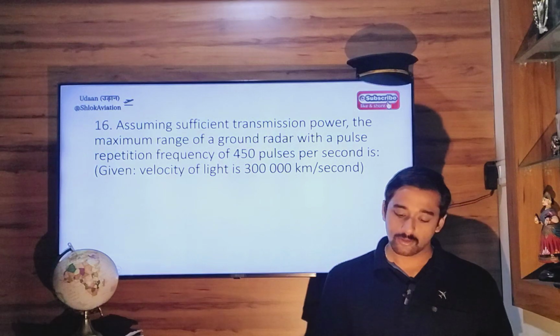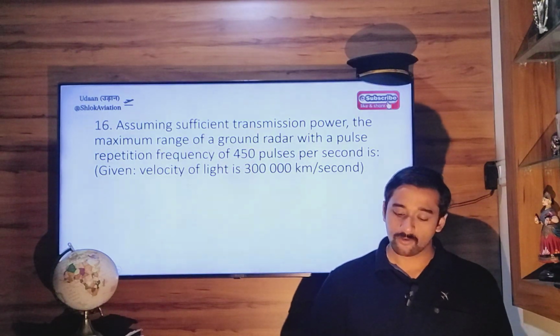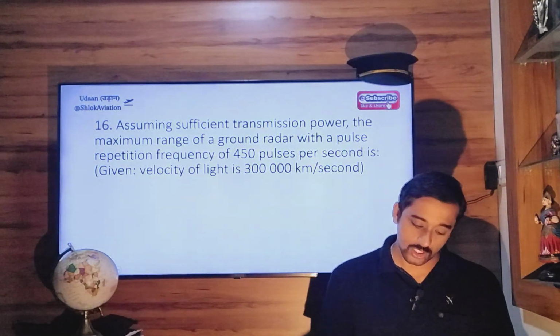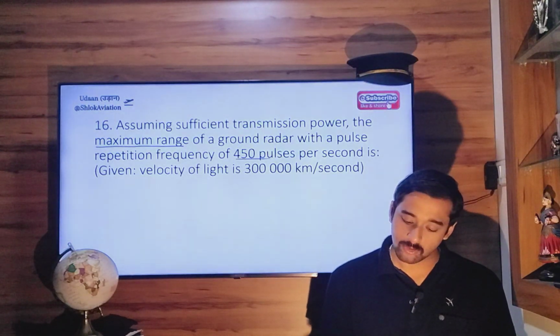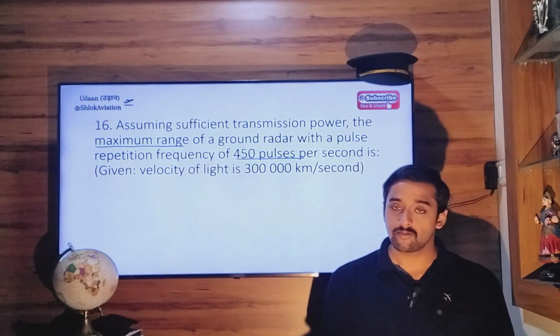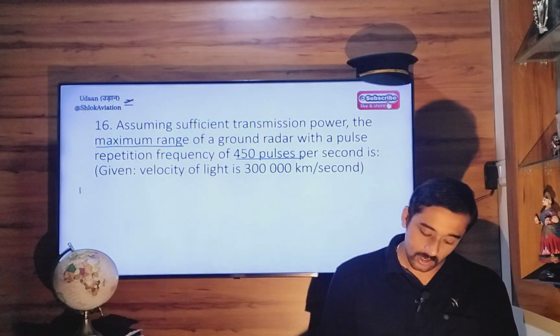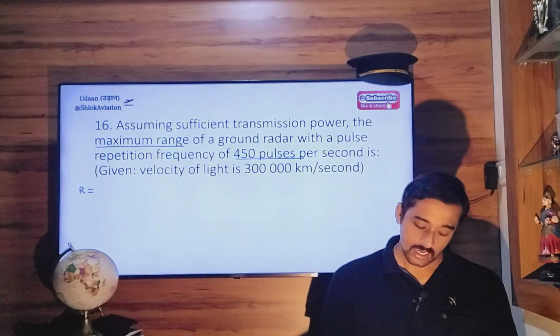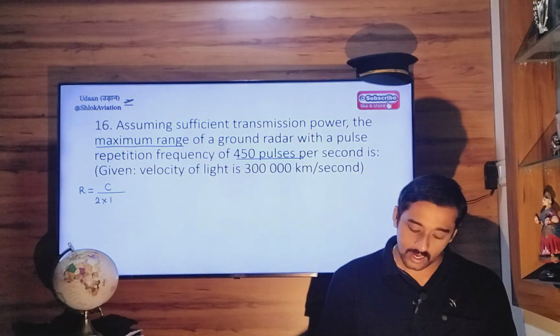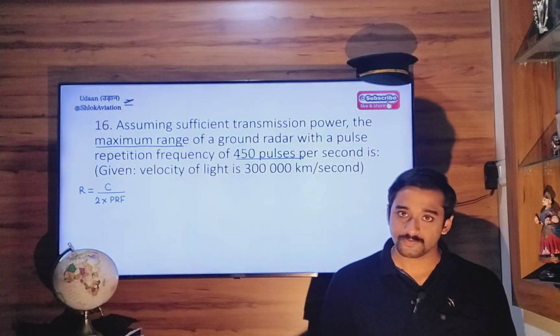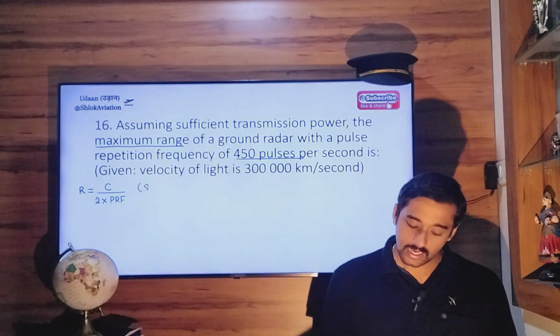Assuming sufficient transmission power, the maximum range of a ground radar with a pulse repetition frequency of 450 pulses per second, speed is given is what? So use the formula I gave in the previous video lecture. Range is equal to speed of light divided by 2 into PRF, frequency. All the units must be SI units.